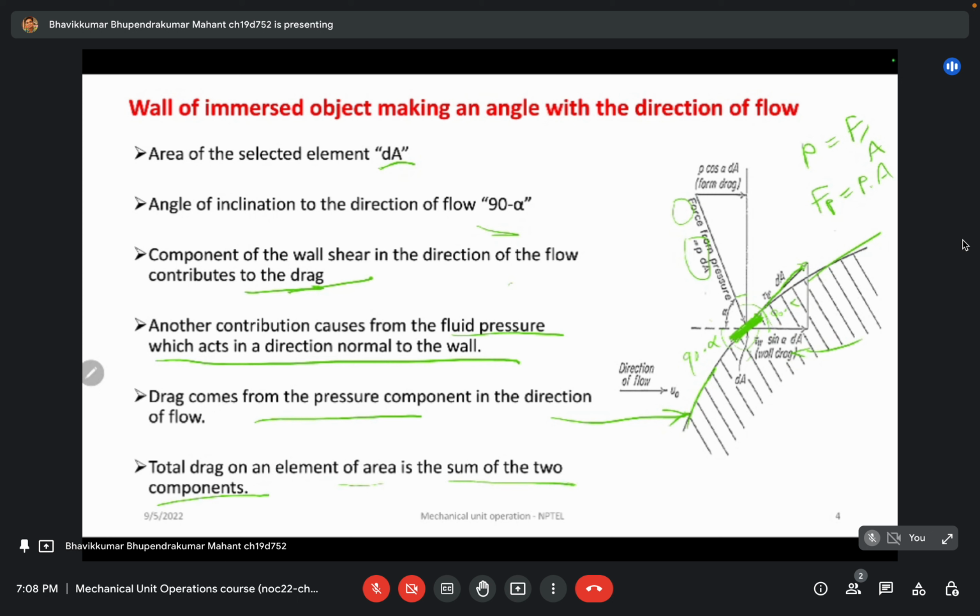I am not going into much detail, as the professor has rightly provided in-depth understanding and explained all these interactions. At the end you will get one wall drag component, which is tau W sin alpha dA. Another is P cos alpha dA, which is the form drag component. If we take both components together, we can get the resultant drag force.